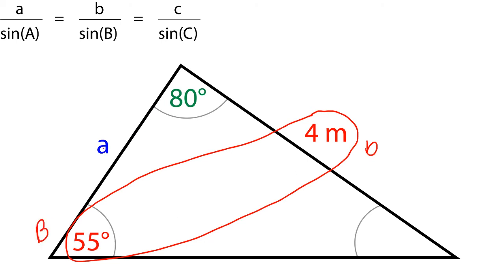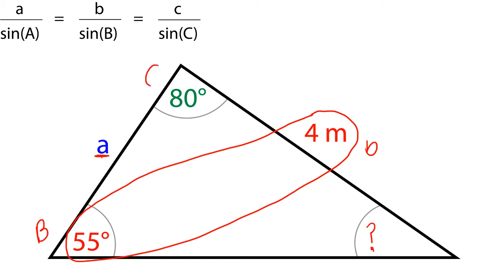We also have little a again. We want to solve for little a. Same side as before, so we should get the same answer. Except we don't have the angle opposite it. That's a problem.